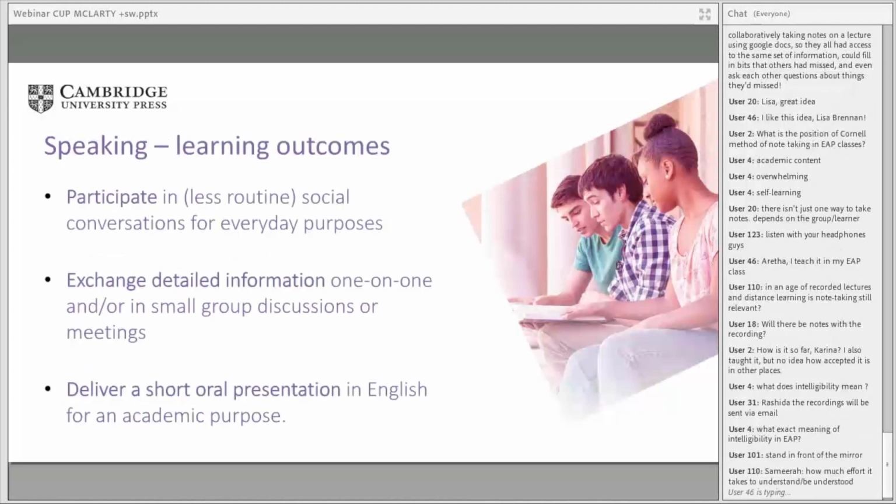In terms of our learning outcomes here, we have 3 for speaking. We need them to be able to participate in social conversations for everyday purposes. We need them to be able to exchange information in small groups. And the key one is what comes at the end of their 18-week semester, when they are asked to make a short oral presentation in English.